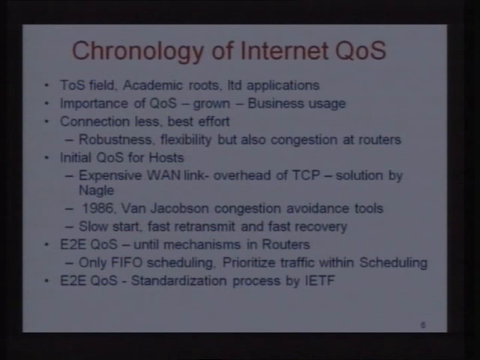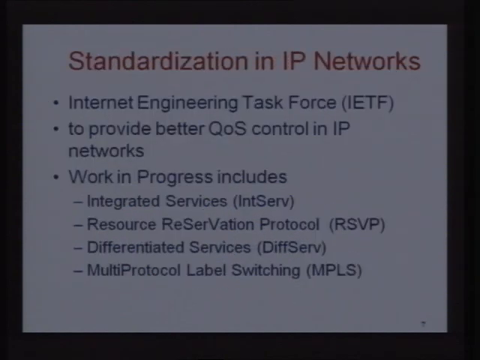The routers at the time were using the first in first out mechanism for scheduling the packets in their queues. So there was a need to prioritize different types of packets and have different types of scheduling for these different applications. Now this end-to-end quality of service has been standardized by the IETF, the Internet Engineering Task Force, and the IETF has provided us with 4 different mechanisms, and the work is in progress.